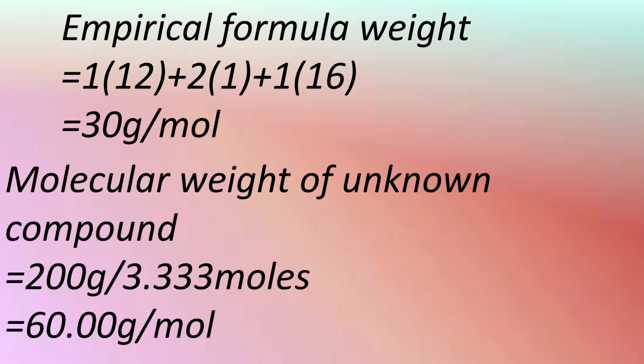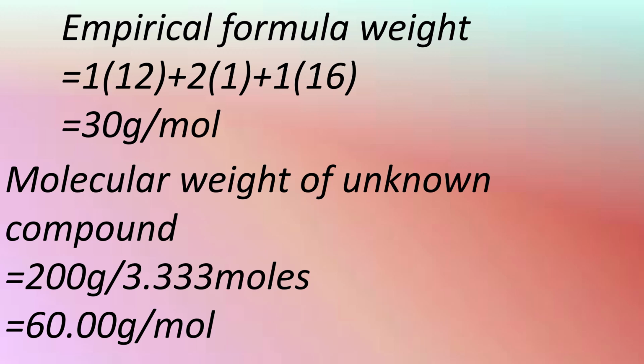Empirical formula weight we will calculate. 1 is the number of carbon atom, 12 is the atomic weight of carbon, 2 is the number of hydrogen atom into 1 is the atomic weight of hydrogen, plus 1 is the number of oxygen atom into 16 is the atomic weight of oxygen. So empirical formula weight is calculated out to be 30 gram per mole.